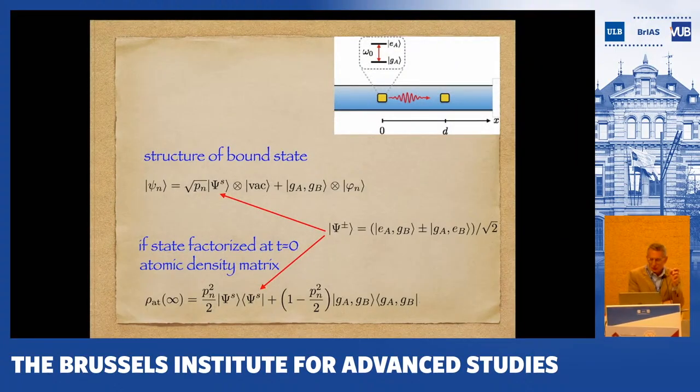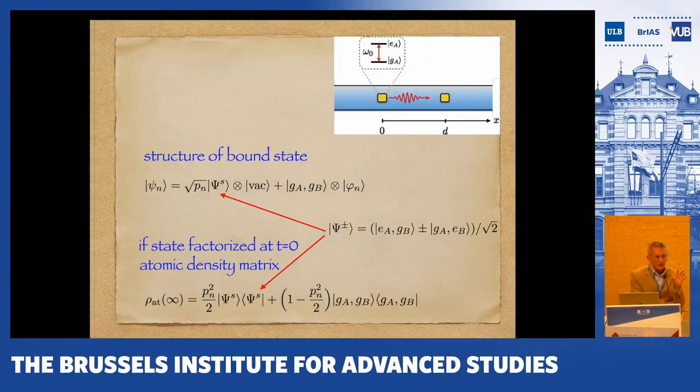Now, I told you before, what happens if you have two atoms and a photon with enough energy for the photon to be between the two atoms. I take what is called the first excitation sector. Either one atom is excited, or the other atom is excited, or there is one photon in the system, nothing else. I cannot have two atoms excited. It's a single excitation sector.